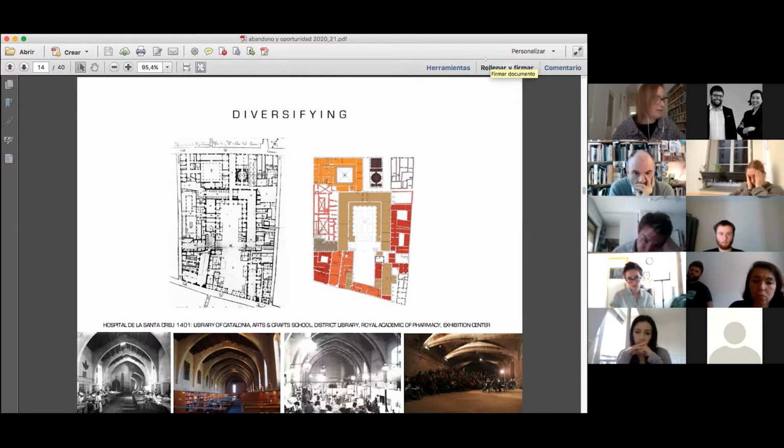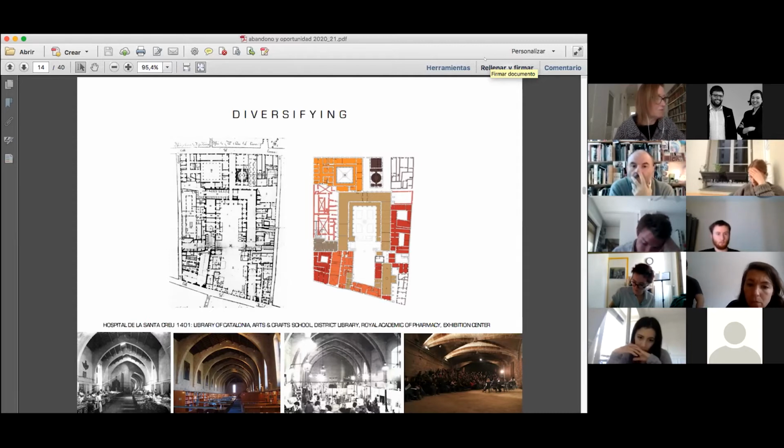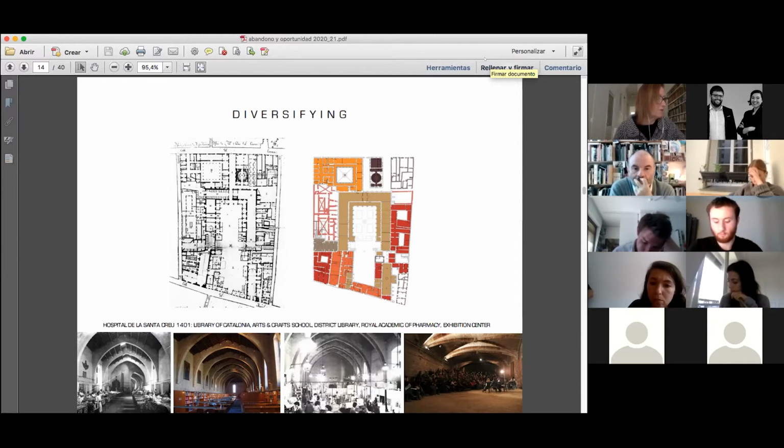A paradigmatic case is the Hospital of the Santa Creu, which dates from 1401. It currently houses the Library of Catalonia, the Arts and Crafts Massana School, the District Library, the Royal Academy of Pharmacy, and other city offices and exhibition centers. The access to the complex is through a pedestrian walkway from Carmen Street and under a wide covered part of the Hospital Street.